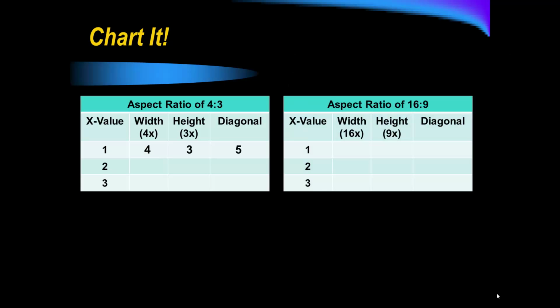Well, we can also do the same thing for an aspect ratio of 16:9. Let's say that the width is 16x, and x is going to be 1. 16 times 1 is 16. That means our width would be 16, and 9 times 1 is 9, so that means our height is going to be 9. So if we wanted to use, again, that Pythagorean theorem, where our diagonal squared equals the width squared plus the height squared, we would find that the diagonal is going to be square root of 337.